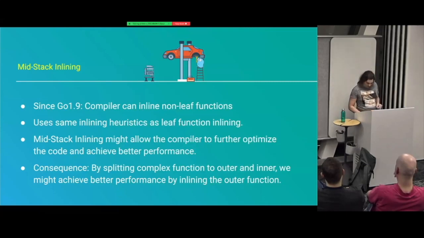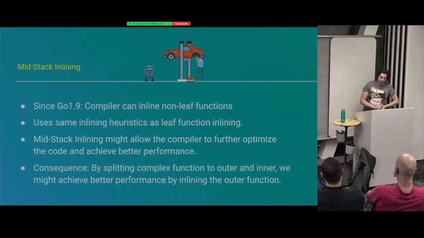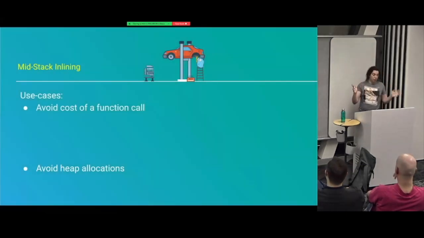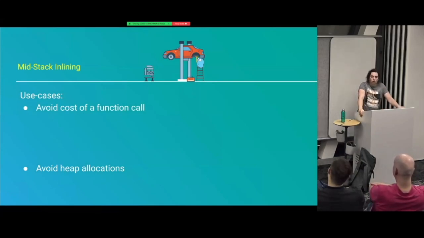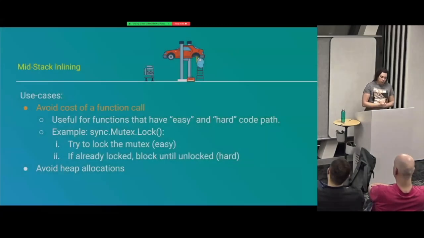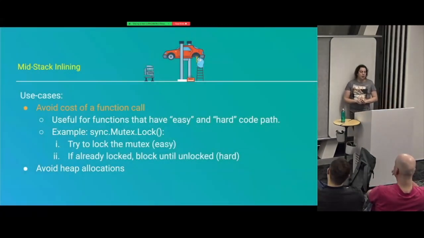So I was able to find 2 use cases. I'm not sure this is an exhaustive list, but this is all I could think about. So the first one is that we want to avoid the actual cost of the function call, that we want to avoid all those preparations and so on. An example of that might be the sync mutex lock rewrite, where this makes sense.